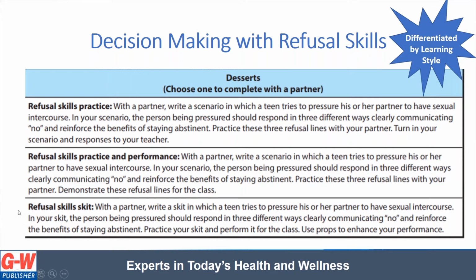And then the two students who choose option number three, which is the skit, are going to be those two students who want to get up in front of the class and perform, and they'll also provide a short skit clearly communicating no in three different ways. So here's the way that you can differentiate by learning style and also comfort level within a class. And I know the example that I've used is related to staying abstinent, but you could do this same type of activity related to drugs or alcohol or vaping or tobacco use.